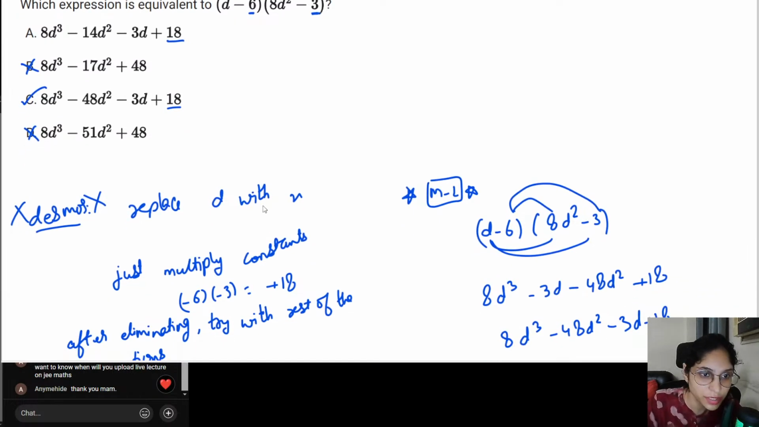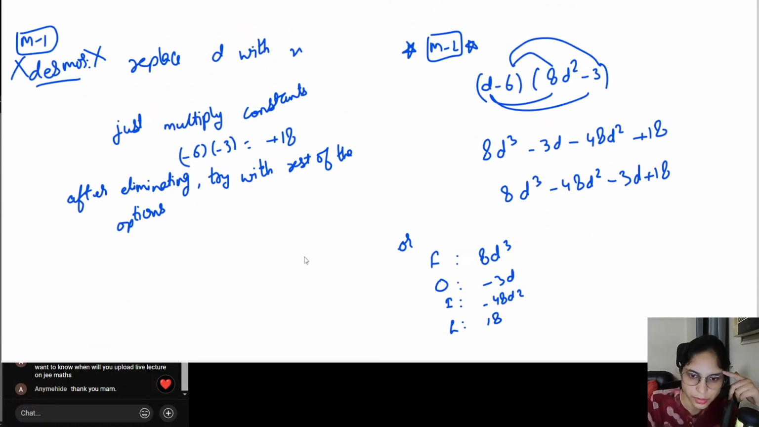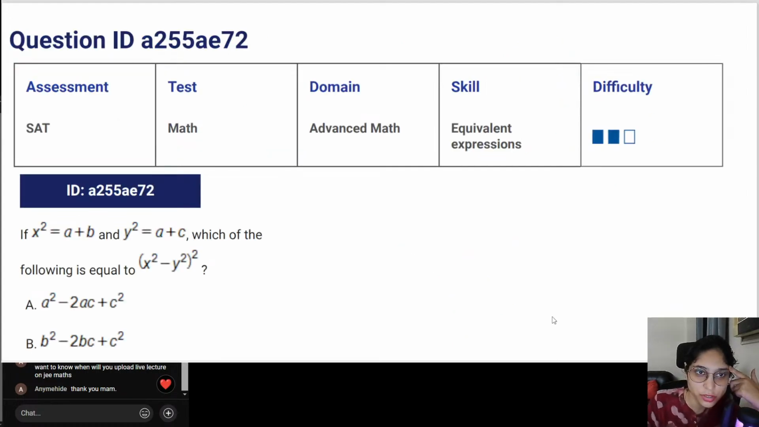Okay. So even if you want to use Desmos, do not try all the 4 options. Just try it with 2 options, because you can directly see 6 times 3 is 18, so there should be 18. There cannot be a 48 over there. So that's what I would recommend over here. 25. So process of elimination is a very good tool when you have the options.